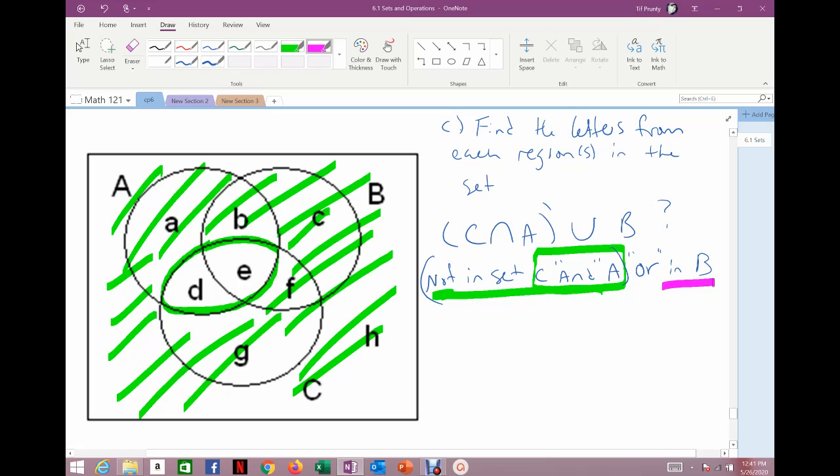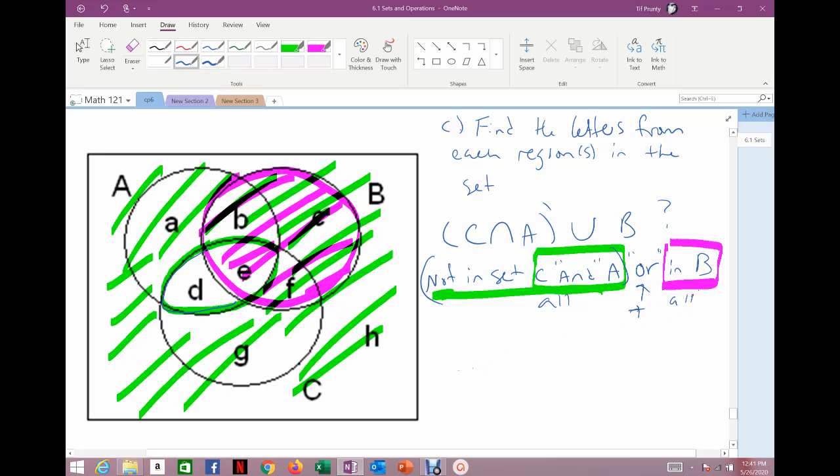Or it can be in B. Alright, so now I'm going to highlight B. So B is this circle. If I highlight circle B, there's everything that's in circle B. Since it's the or statement, it's all inclusive. It's all the green parts plus all the purple parts. And if they have overlap, you only count the overlap once. So I basically get to include everybody in the green part, everybody in the purple circle.